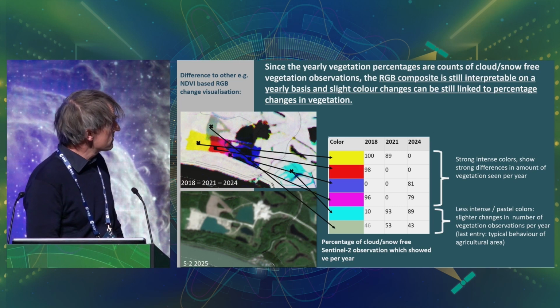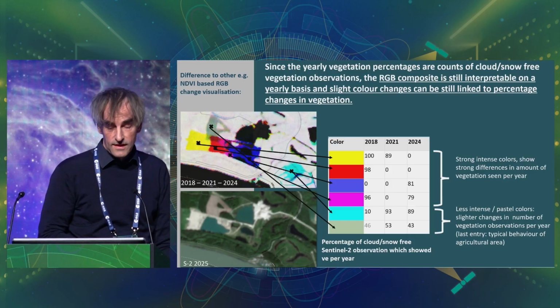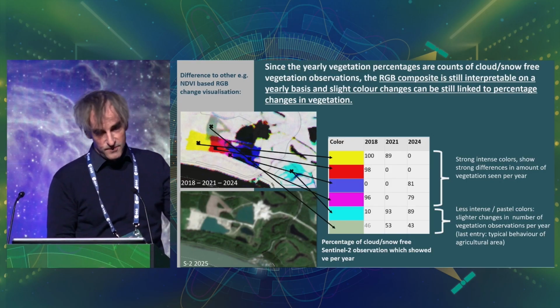And that's a big difference if you, for example, make a composite of different NDVI results. You first don't know, NDVI is not only positive for vegetation, but you don't really know how much vegetation there was per year. You have only an indication, and here we have counted numbers.